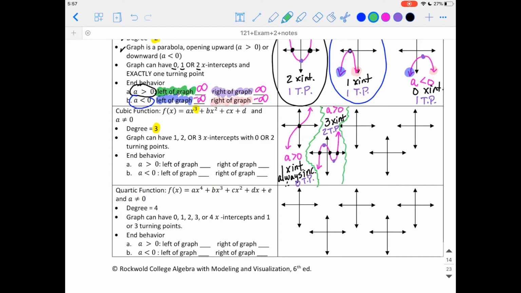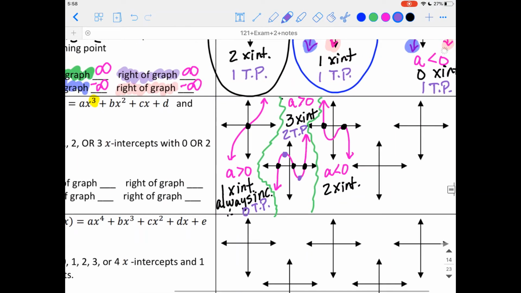Now let's have another kid. Just different examples here again of what you can have. Let's start having an a less than 0 type of kids. So for this one, my a is less than 0. I have 1, 2 x-intercepts. And I have, I should zoom in here. I have 1, no, not there, sorry. I have 1, 2 turning points.